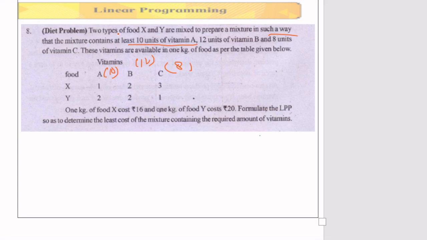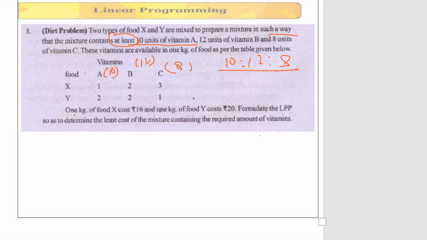The words "at least" are very important. When it says at least, it means the amount should not be less than this many units; it should always be greater than or equal. So this is the constraint. After that, what is written? These vitamins are available in 1 kg of food as per the table. So in 1 kg of food, this will be the ratio 10, 12 and 8.